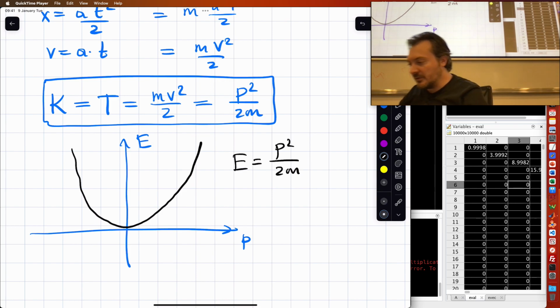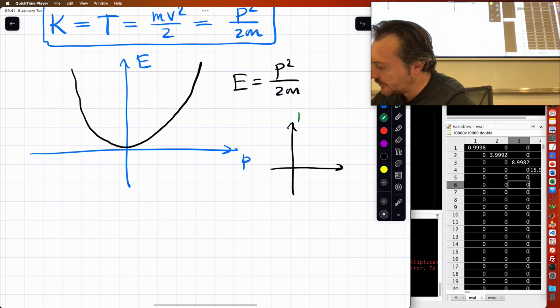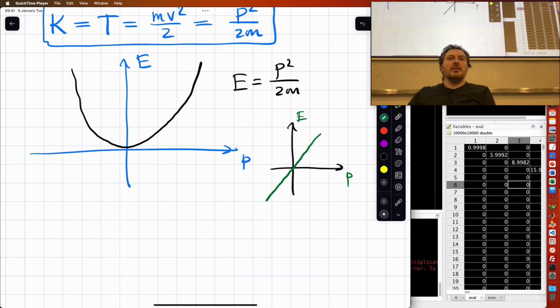Okay? We will see E versus P's that look like this. Okay? There's no second derivative here. This is how light behaves, for example. E equals to P times C, and light doesn't have mass. We will see that in some materials, electrons behave like that, and we call those electrons massless Dirac fermions. Okay?